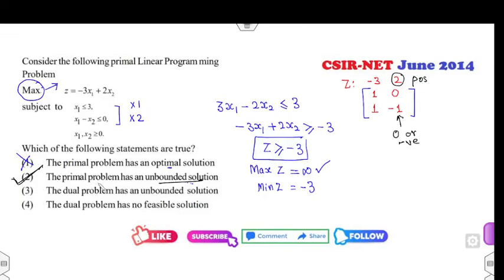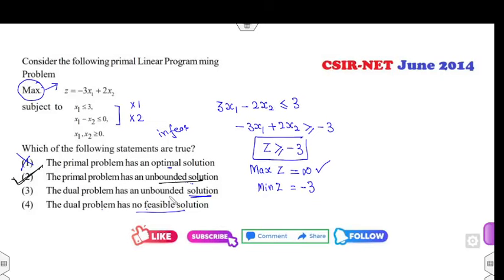Correct. The dual problem has an unbounded solution. Now you can check whether the dual problem is unbounded. It means that if the primal problem is infeasible, the dual has no feasible solution. Okay, you can write it. If you want to write the dual, what is the dual of this problem?